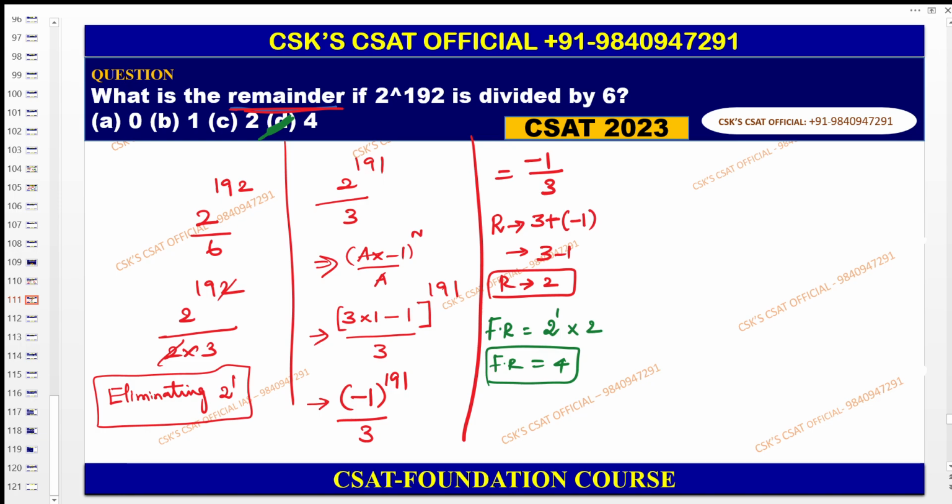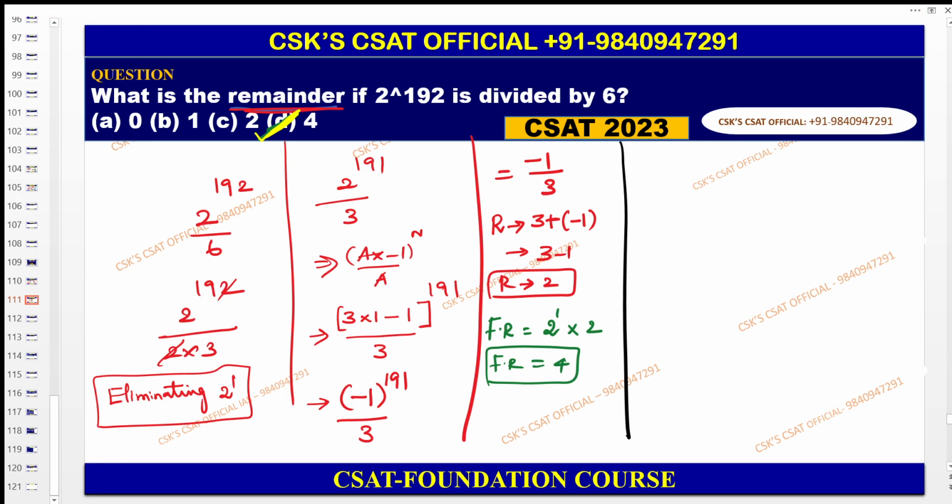Suppose you forget these things in the examination, don't apply the Euler method. In your foundation you learned the Euler method, but don't apply it here, since the base here is the even prime. When it is an odd prime, you can use it. So please note these things when you are applying Euler. But even without Euler you can solve here.